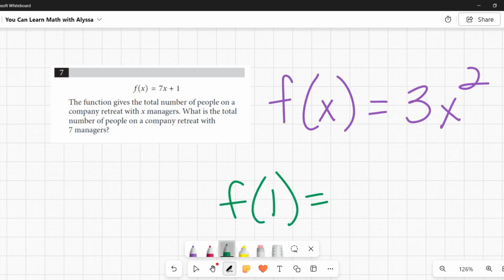So like in this example, I'd say, okay, I'll plug in a 1 wherever there's an x. X squared, 1 squared is 1, times 3 is 3. So when I put 1 into this function, I get 3. F of 1 is 3. That's how we handle functions.